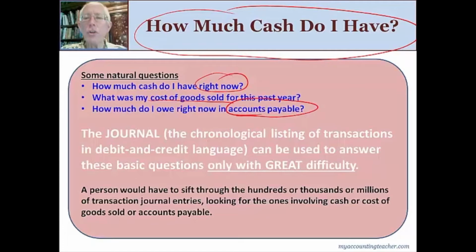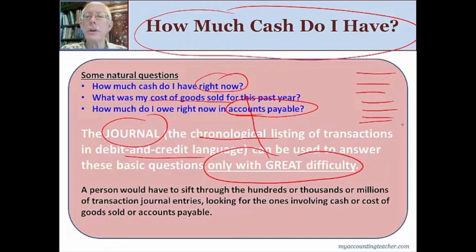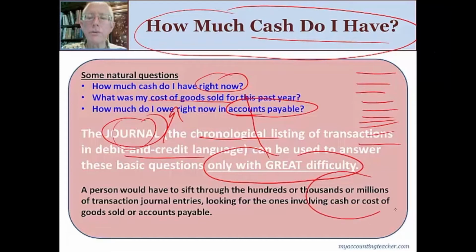The journal, which is a chronological listing, boom, boom, boom, the journal in debit and credit language, can be used to answer these questions only with great difficulty, because you're going to have to sort through dozens, hundreds, thousands, millions of transactions to say, okay, which ones were cash and which ones were this. So the journal really can't answer these basic questions like how much cash do I have? You'd have to sort through millions of things to figure that out. So the journal, as beautiful as it is, can't be the end of accounting. There's got to be something else.